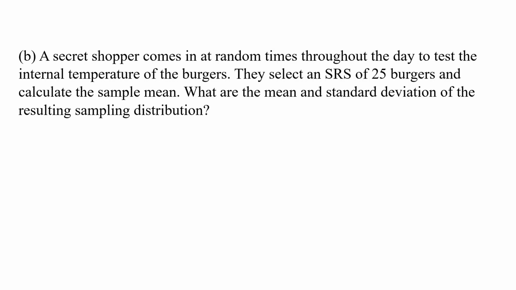So now we are dealing with a sampling distribution because we took an SRS of 25 burgers. So we have a sample. So the center of our sampling distribution is going to be equal to our population parameter, 160. But for our standard deviation, we use the formula where we take 5 divided by the square root of 25. So 5 is our population standard deviation, and our n is going to be 25. Square root of 25 is 5. 5 divided by 5 is 1. That's going to be the mean and standard deviation of our sampling distribution.